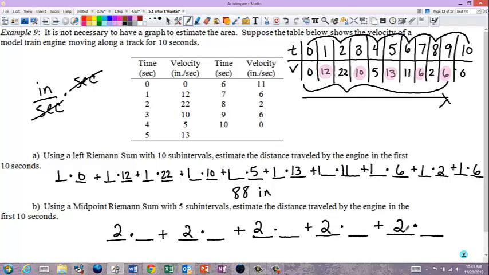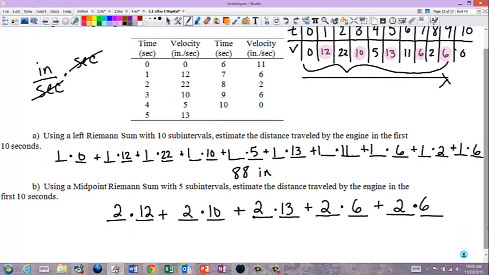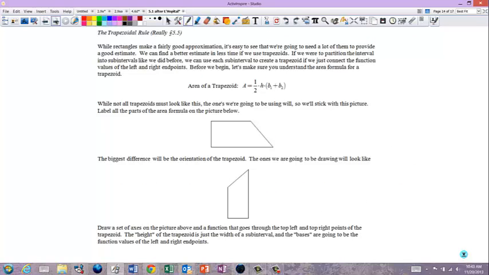And my heights are going to be the 12, 10, 13, 6, and 6. And then I just add that all up. For sake of time, I've already done that, and I get 94 inches. We're almost done. The last thing is the trapezoid rule.